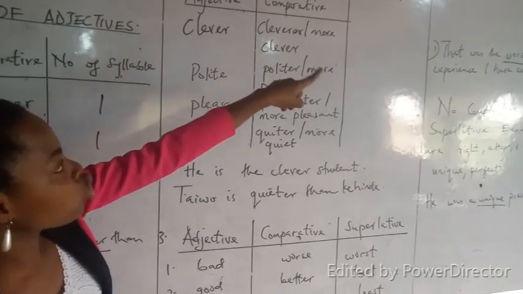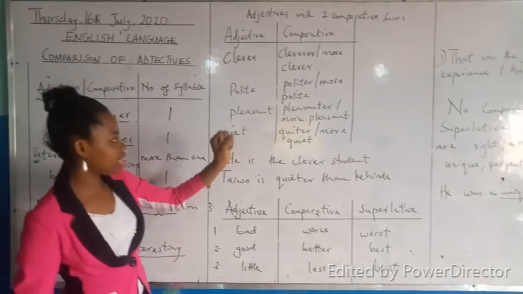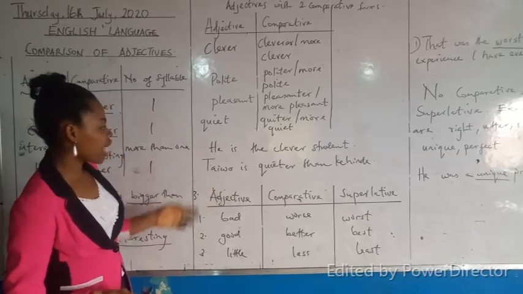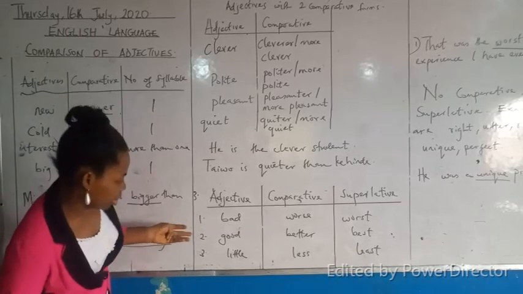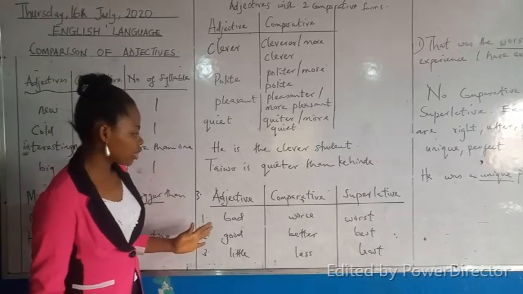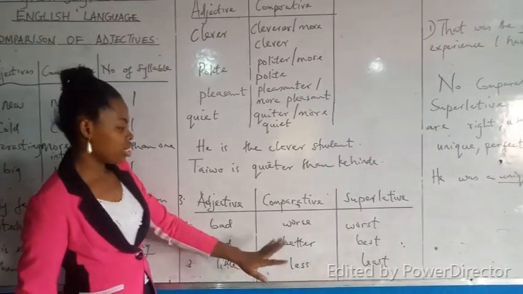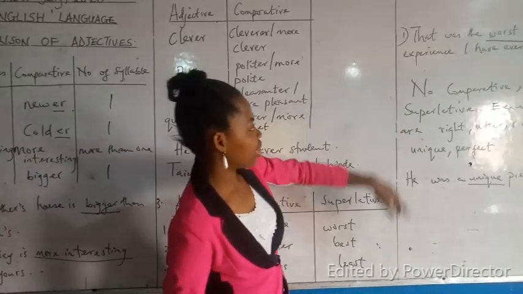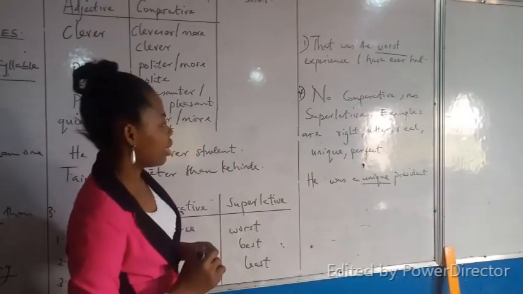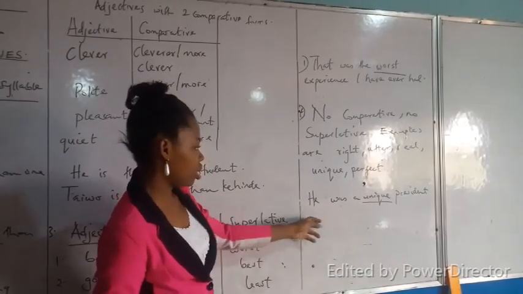There's another set of adjectives that have two comparative forms: clever, cleverer or more clever; polite, politer or more polite; pleasant, pleasanter or more pleasant; quiet, quieter or more quiet. He is the clever student. Taiwo is quieter than Kennedy. And the third set are known as irregular adjectives. They don't add er or more. We have bad, worse, worst; good, better, best; little, less, least. Example: that was the worst experience I've ever had. And then the last set has no comparative and no superlative form. Examples: right, utter, real, unique, perfect. The example you have here: he was a unique president.